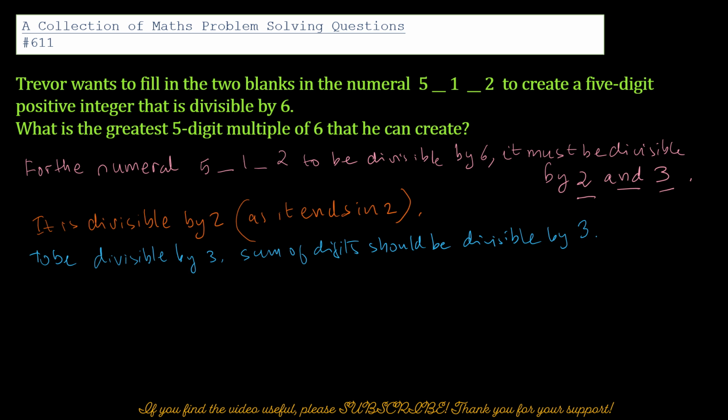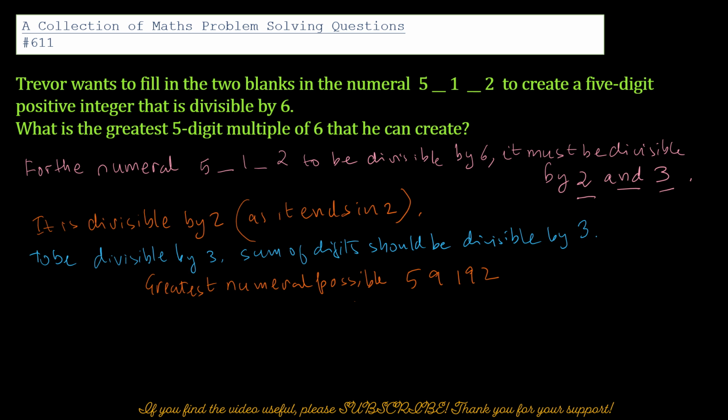by 3. So to be divisible by 3, the sum of the digits has to be divisible by 3. So we have to add the numbers, to make it the greatest possible number. Both the digits that you can add are 9 and 9. So you can make it 59192. So 59192 would be the greatest possible number.